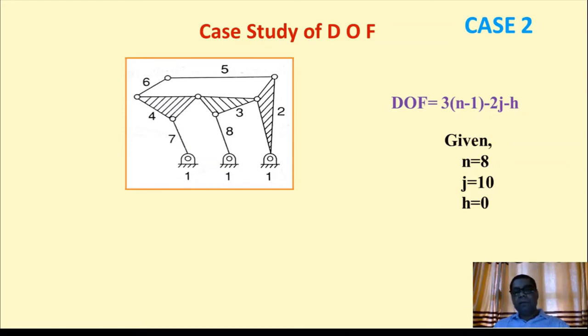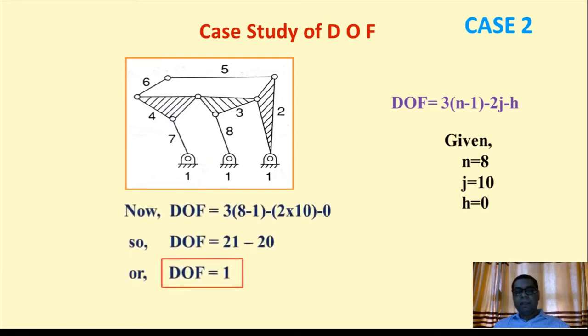Now can you find out the degree of freedom of this system? If you want to do it by yourself, then pause the video over here and try to solve it yourself. Otherwise, no problem, you can proceed. So the degree of freedom over here, according to Grubler's criterion, is 3 into (8 minus 1) minus 2 into 10 minus 0. So over here we are getting 1 once again.